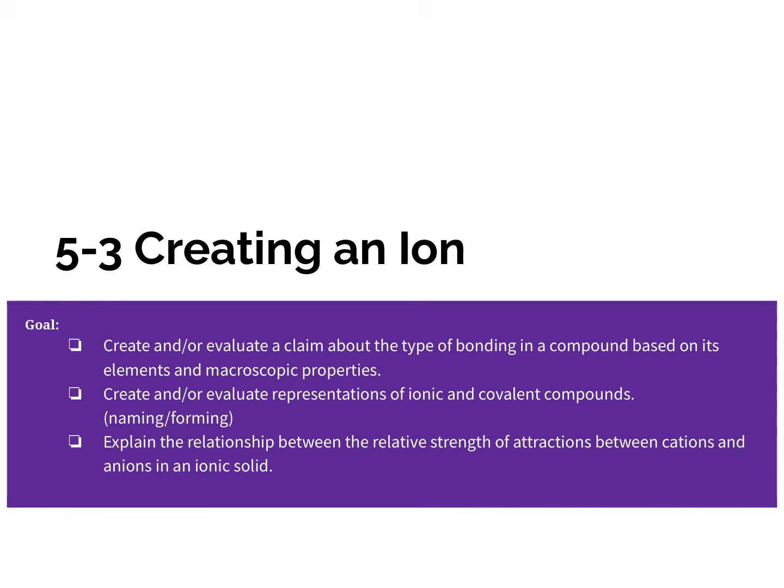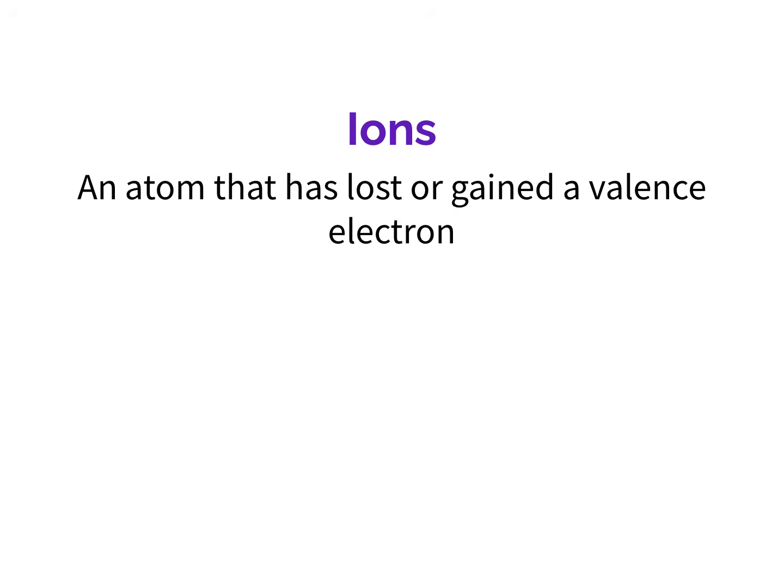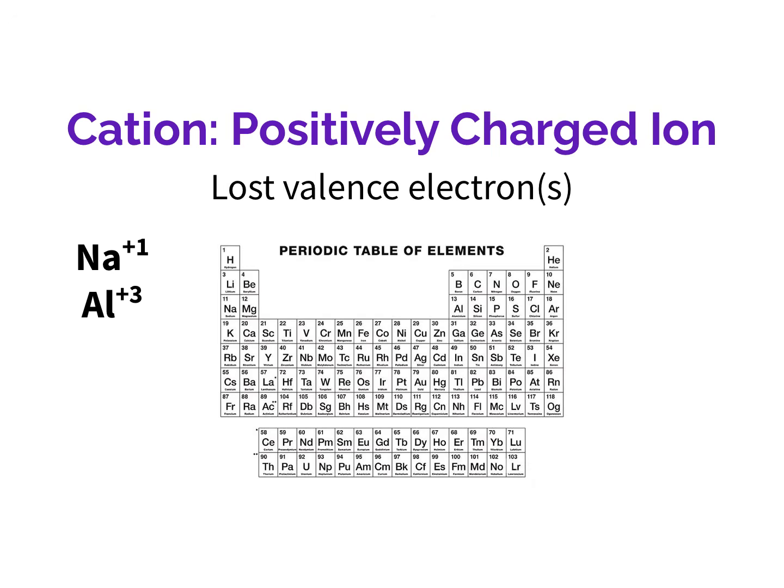In this video, we're going to look at how we create an ion. Ions are going to be an atom that has lost or gained their valence electrons. A cation is going to be a positively charged ion. They will have lost their valence electrons. So if we're looking at the symbol here of Na+1 and Al+3, we know that sodium has lost 1 electron and aluminum has gained 3 electrons.